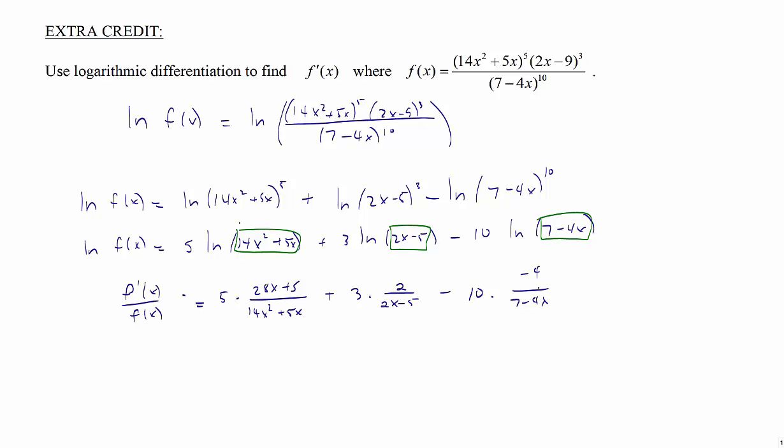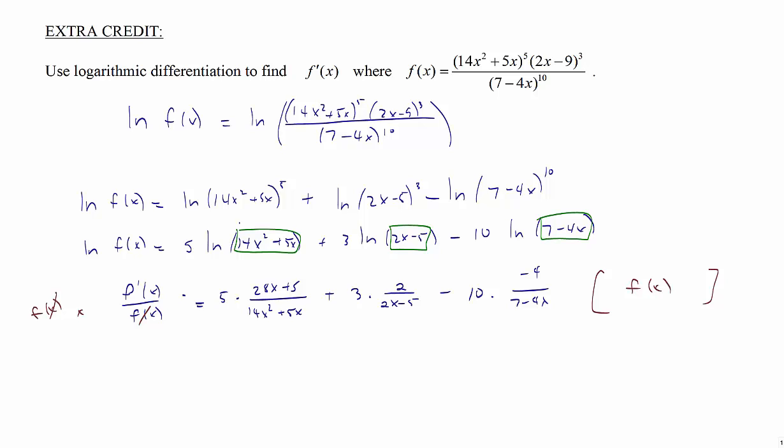Now I'm not done, but I've got one more step. Remember, what I'm trying to do is get f prime of x alone. So multiplying both sides by f of x will give me f prime of x. I multiply both sides by f of x, so these two will cancel, and I have to multiply all of this by my original f of x.